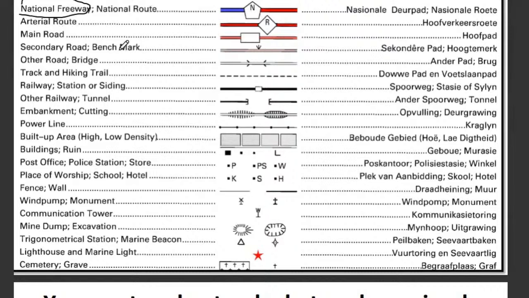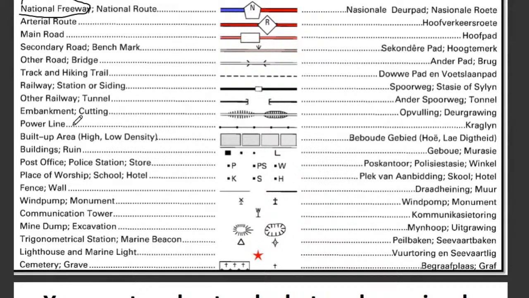The main road, you can see it, same color. When you look at the secondary road, the secondary road simply means this road that has this kind of color. But now there is a benchmark. The benchmark is this symbol here that you see. Other roads, this one, and the bridge is that sign that is just on the other roads. Track and hiking trail, railway station and the railway station or siding. You can even see this black color here. This symbol, or this conventional sign, is for a station. Embankment, you can see this is the embankment here, and then you have the cutting, which is this other side.